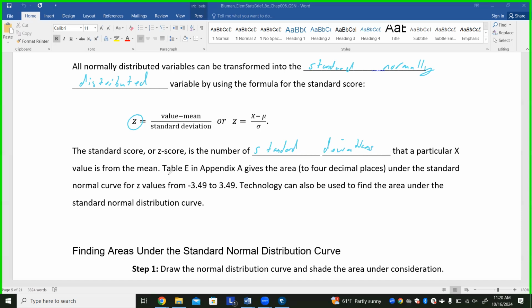And so here is what you're going to have to look up. Table E in Appendix A gives you the area to 4 decimal places under the standard normal curve for Z values from negative 3.49 to 3.49. What that basically means is if it's less than 3.5 standard deviations on the left and the right, the book will give you the answer. So how about we do this real quick? Let's go grab our textbooks if we haven't already, and go ahead and find Table E in Appendix A in the back of your book.